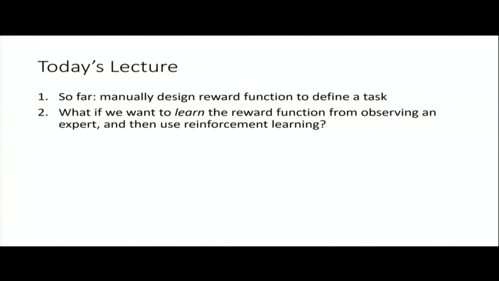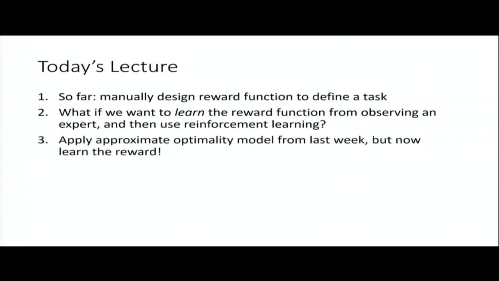So if you don't know exactly what the goal of the task is, maybe you can watch somebody who does know what the goal of the task is, attempt to do that task, figure out what it is they're trying to do, and then set that as your reward function and use reinforcement learning to optimize it. So that's the setup that we'll discuss today.